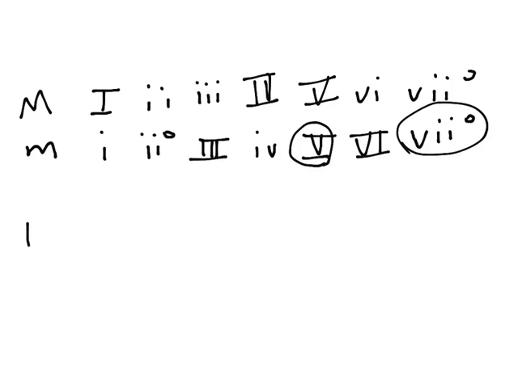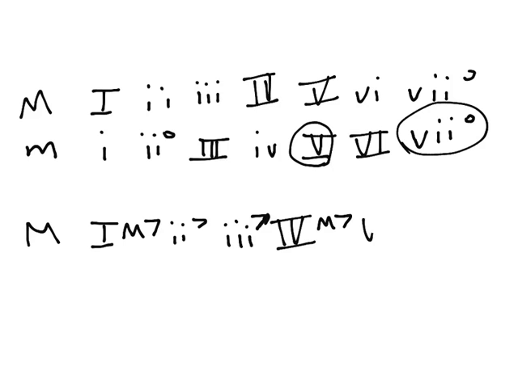If you're dealing with seventh chords in major, the 1 chord is a major 7th. The 2 chord is minor. The 3 chord is also minor. The 4 chord is major. The 5 chord is dominant. The 6 chord is minor. And the 7 chord is half diminished.